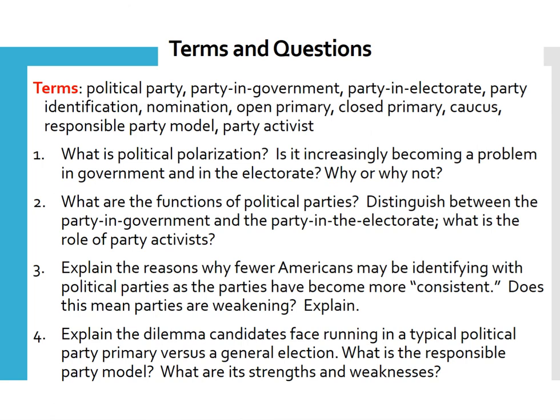A Republican could vote to determine who would be the Democratic Party nominee for a certain office. Closed primary means you have to be a member of that party to vote for that party's candidates. Only Republicans will vote in the Republican primary. Only Democrats can vote in the Democratic primary.